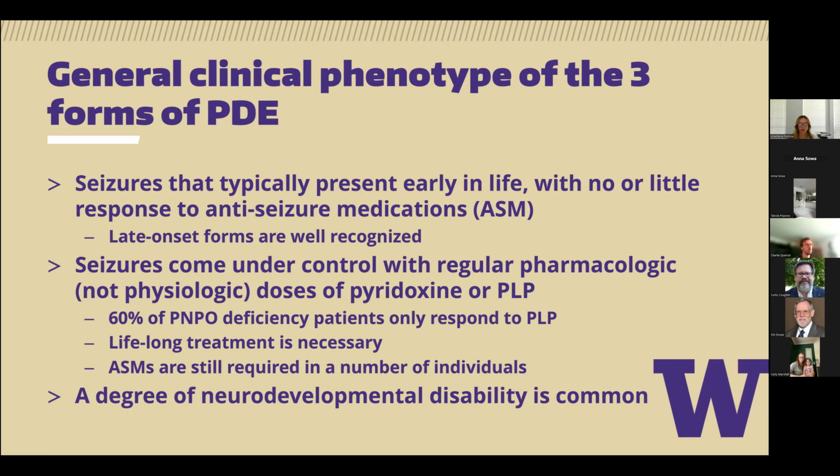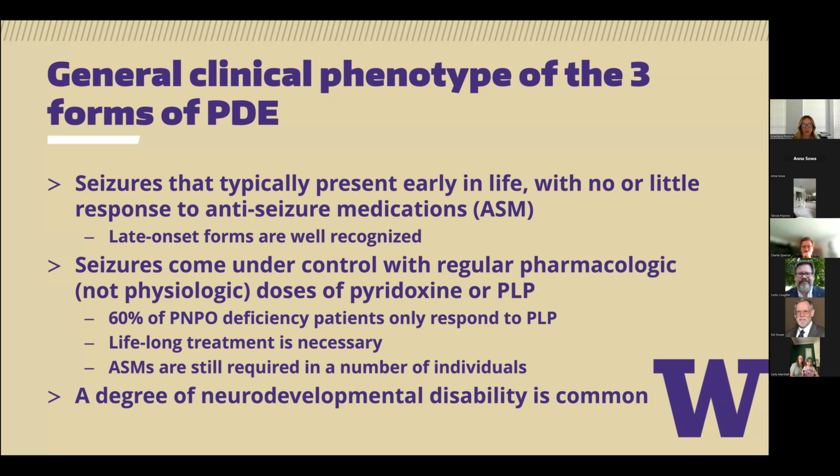And for pyridoxine, that RDA is generally around 2 milligrams a day, depending upon the age and sex of the individual. That's a physiological dose of pyridoxine, whereas a pharmacologic dose is substantially higher, on the orders of 100 milligrams or more per day, in order to get adequate control of seizures. It's important to remember that in the PNPO deficiency form of this disorder, 60% of these patients actually will not respond to pyridoxine, but must receive pyridoxal phosphate. Pyridoxine just does not do the job. Whereas in the other two forms of PDE, either pyridoxine or pyridoxal phosphate will be effective.